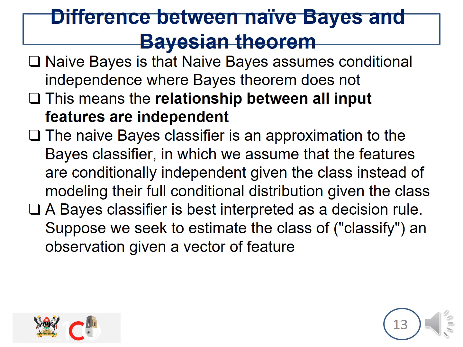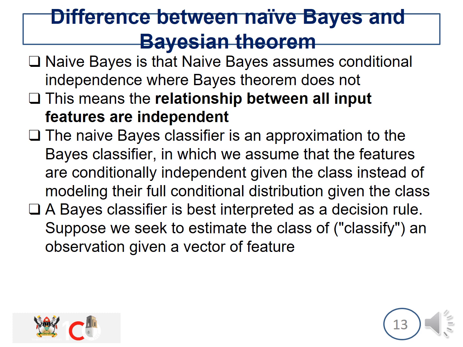And explaining the difference between naive Bayes and Bayes' theorem. Naive Bayes assumes conditional independence, where Bayes' theorem does not. And this means that the relationship between all input features is independent. Also, the naive Bayes classifier is an approximation to the Bayes classifier, meaning that to determine naive Bayes, you always have to first determine the Bayes classifier in order to get naive Bayes.